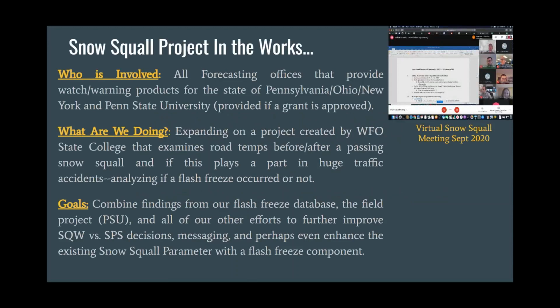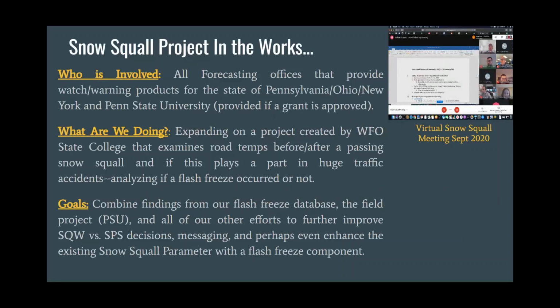So the snow squall project, I'll just mention this. There are just a few slides on this. We got emailed like two or three months ago, I guess, from State College, and Penn State also seems to have sparked some interest in snow squalls. So we had this conference call. I took a screenshot of that conference call back in September. We were collaborating with each other about messaging and snow squalls, and looking into this aspect of flash freezes that occur with snow squalls, and why that heavily impacts accidents.